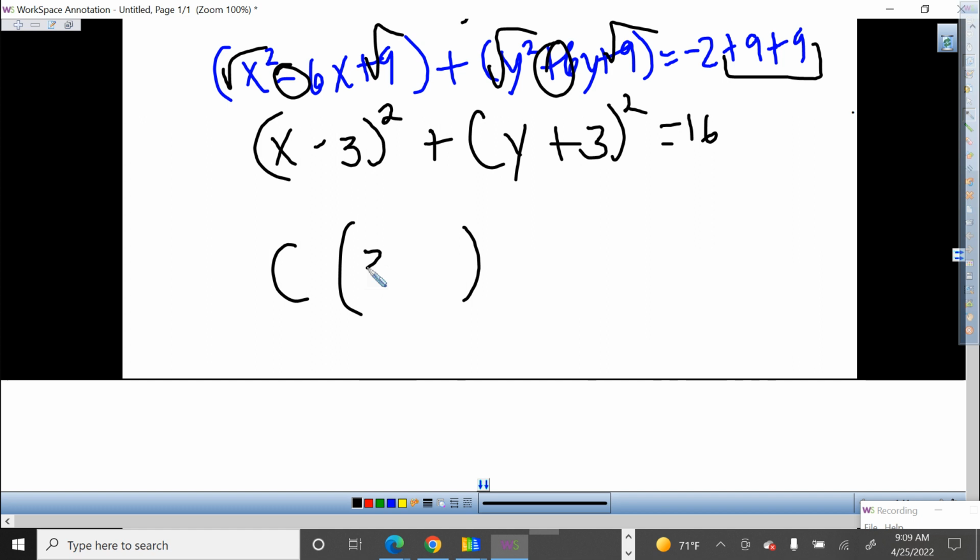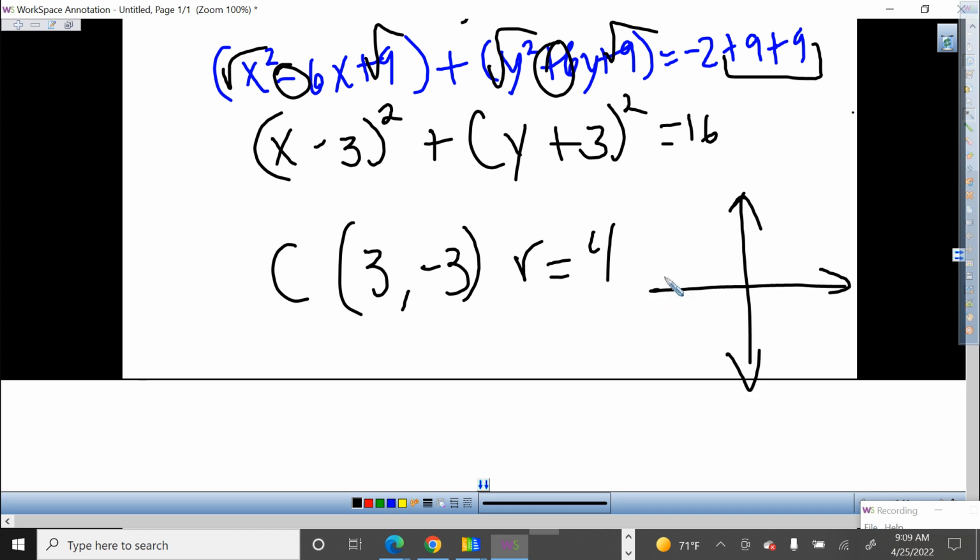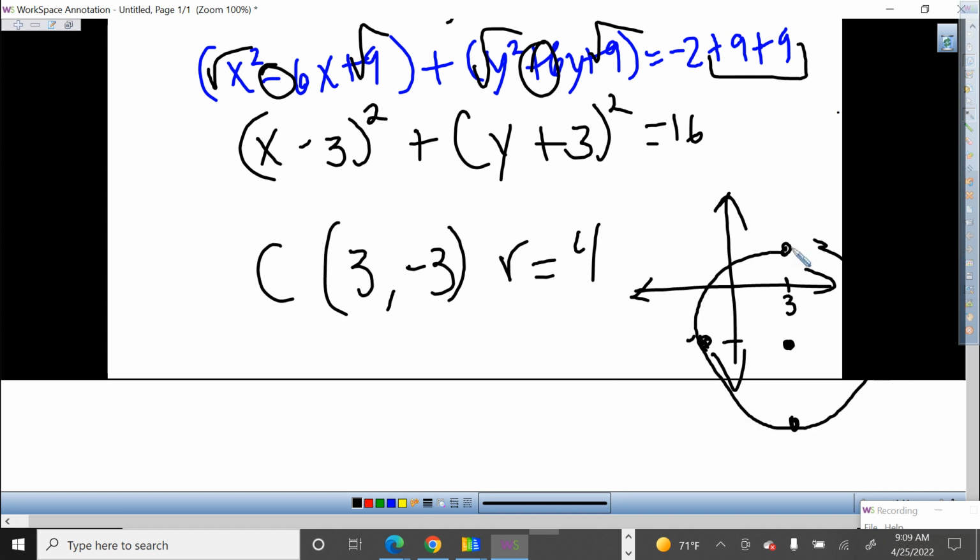Center. We know that h is 3, k is supposed to be a negative, so this would be negative 3, and the radius, we take the square root of 16, which is 4. So my graph is centered at 3, negative 3, and 4 steps in all directions, so 4 steps this way, this way, this way, and this way, and it looks something like that. Hands if you got that.